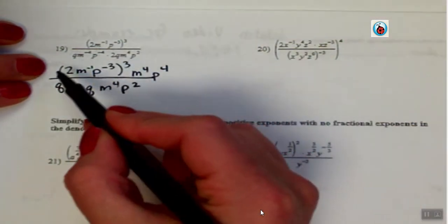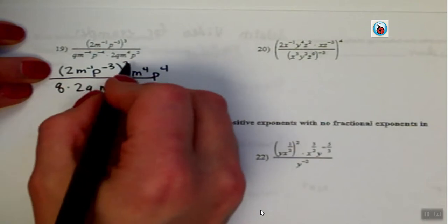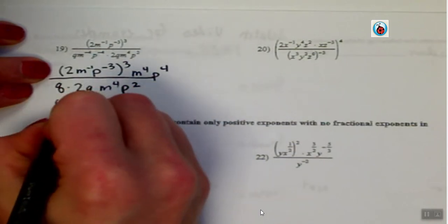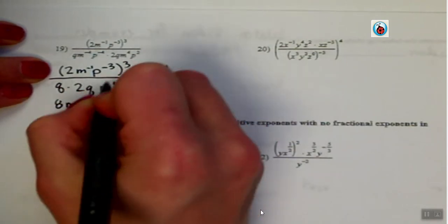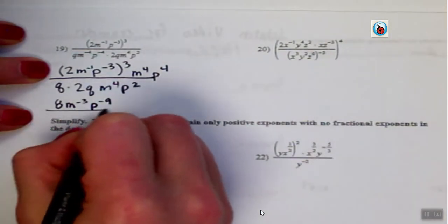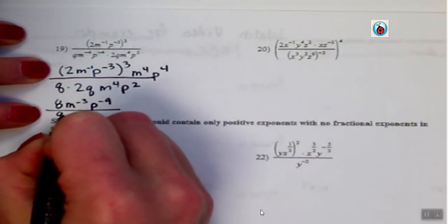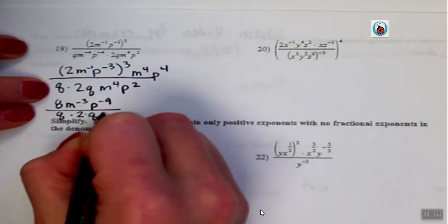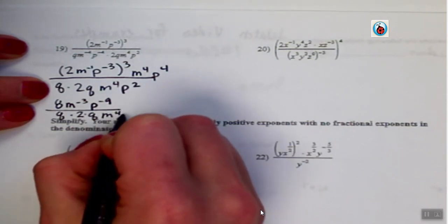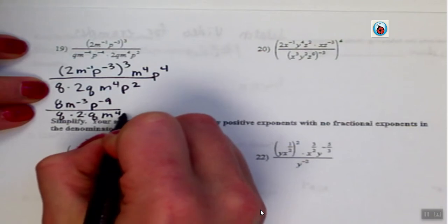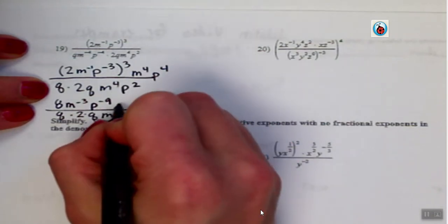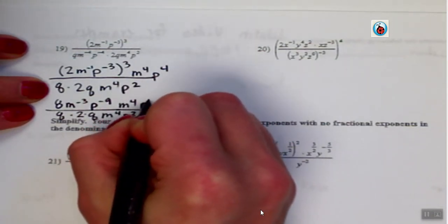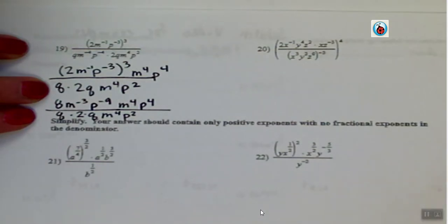Okay, now let's deal with this grouping here. 2 cubed is 8, negative 3, negative 9. Q times 2 times q, m to the 4th, p squared. Oh, no, let's not forget that. Okay, and let's see what we can do.